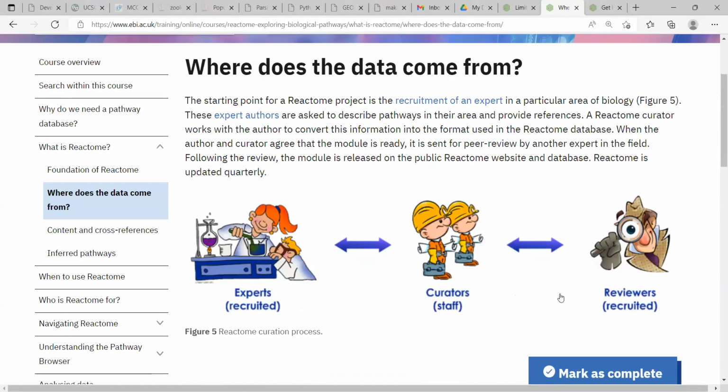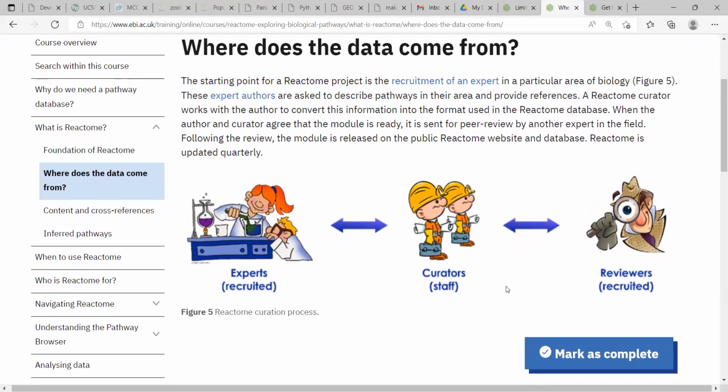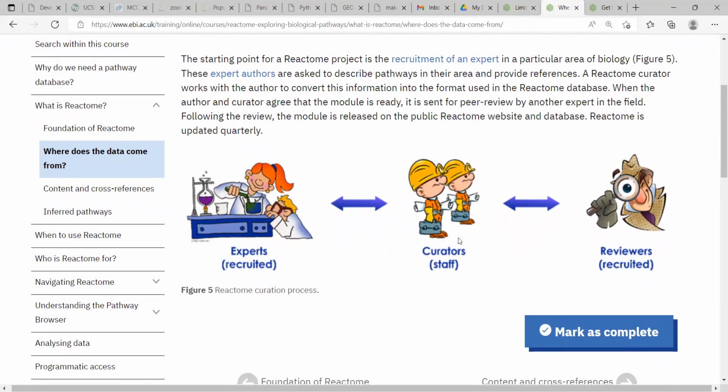Those are very basic things. I don't need to repeat how these data are curated. After the experiment has been performed, there are curators and data analysts who are actually building the database, and after the completion of database creation, it will be reviewed by some scientists, and only then will it be published. Okay, Reactome is updated quarterly.